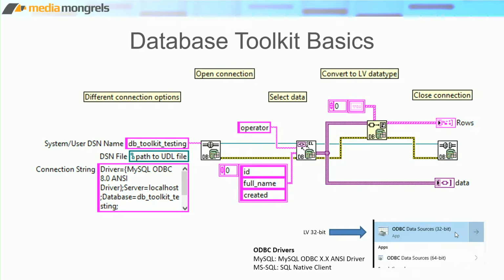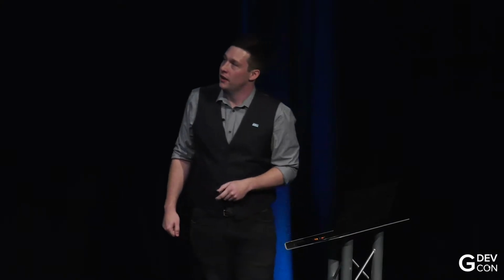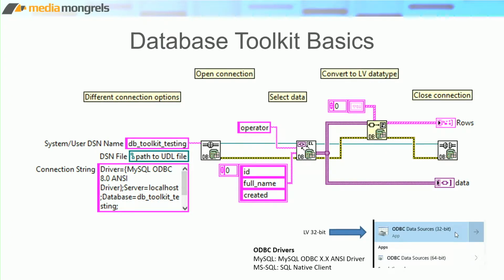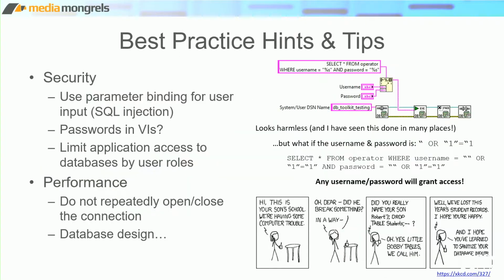Then we're selecting some data from a table, converting it from this 2D array of database variants into our rows, and then closing off the database connection. Depending on what kind of database you're talking to, you might need some extra drivers to install. For MySQL, the ODBC driver, for MS SQL, the SQL native client, and then you can configure those from Windows.